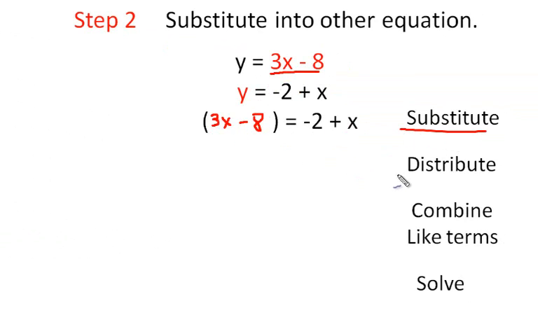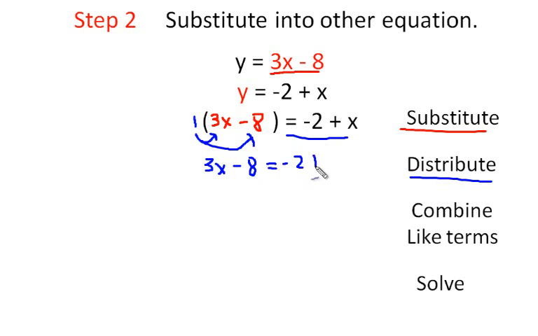So now we need to distribute. But we actually don't really need to distribute. You could think of this as a 1 in front, and if we did distribute that in, this would just stay the same. 1 times 3x would still be 3x. And 1 times negative 8 would still be negative 8. So if you don't have anything in front of the parentheses, you can go ahead and drop the parentheses and leave it the same. Okay, this other part of the equation just comes down. Equals negative 2 plus x.